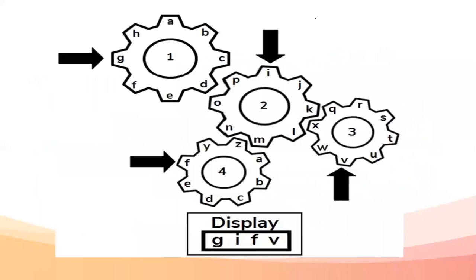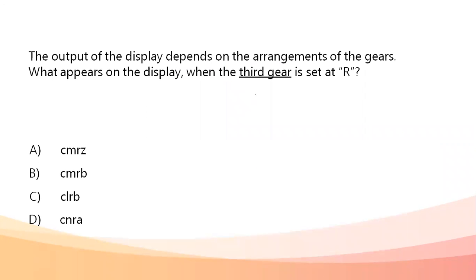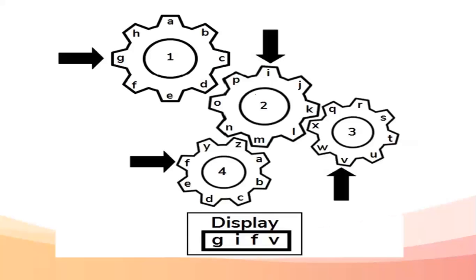Next question. Okay, so this is a gear system that is followed to us, and the display right now is GIFV. That is, whatever alphabet the arrow is showing, that is the display. Now the gears will start rotating. The output of the display depends on the arrangement of the gears. What appears on the display when the third gear is set at R? The third gear is set at R. This gear is set at R.